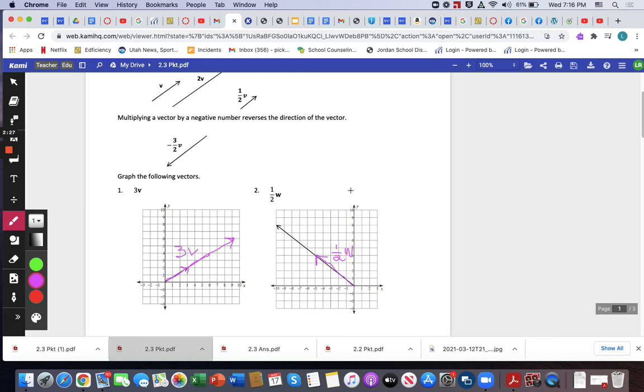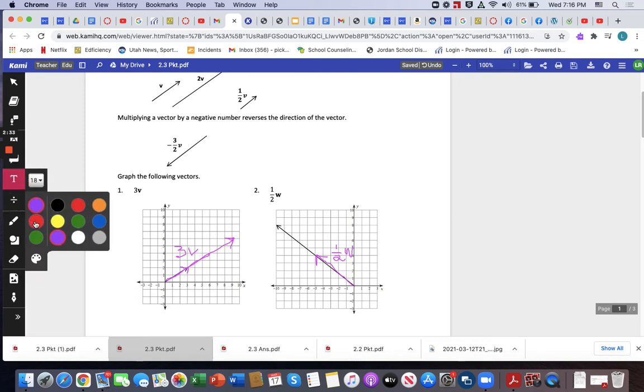And if they wanted us to put it in vector form, I better just keep with the pencil.